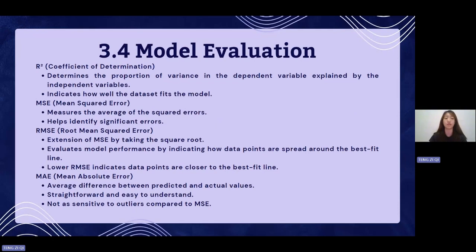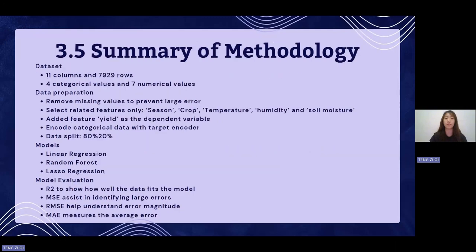The third one is RMSE, root mean square error. The extension of MSE by taking the square root. It evaluates model performance by indicating how data points are spread around the best fit line. The lower RMSE indicates data points are closer to the best fit line. The last one is MAE, mean absolute error, the average difference between predicted and actual values. It's straightforward and easy to understand, not as sensitive to outliers compared to MSE. The following is the summary of methodology.